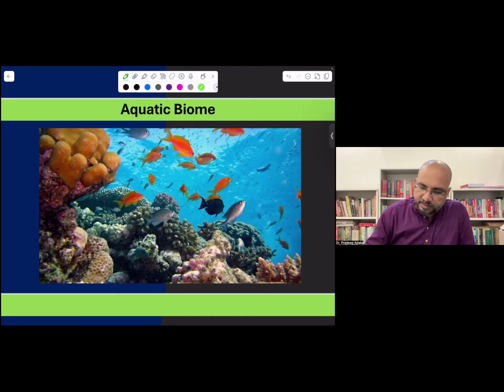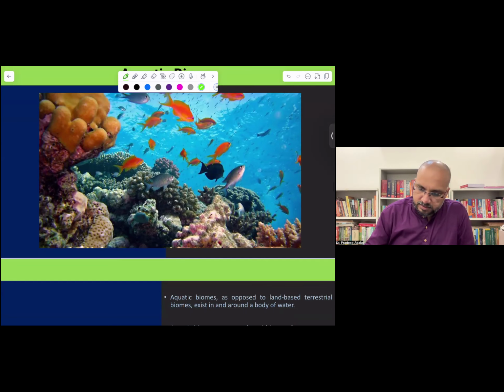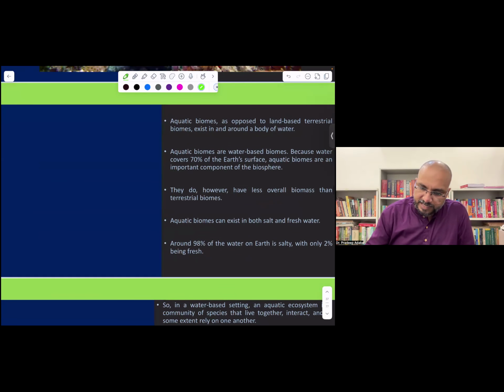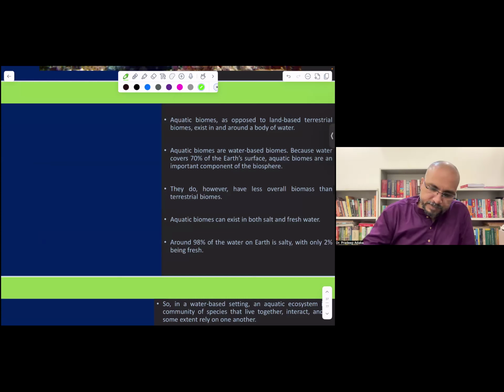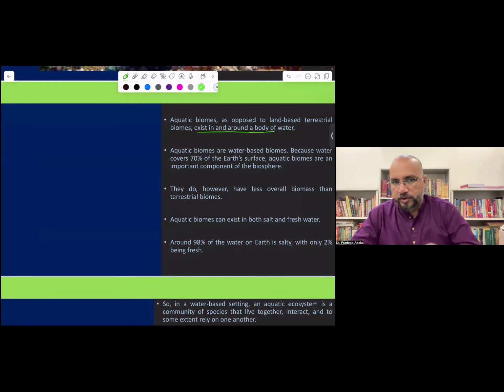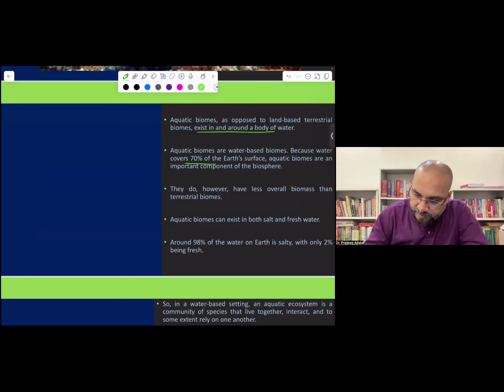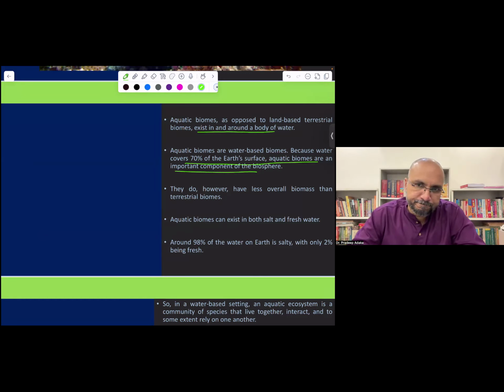So we'll see aquatic biome and the characteristics. Okay. So aquatic biomes, they are opposed or opposite of terrestrial biomes. So these biomes exist in and around bodies of water. So because water covers 70% of the Earth's surface, aquatic biomes are an important component of biosphere. Largest biome.